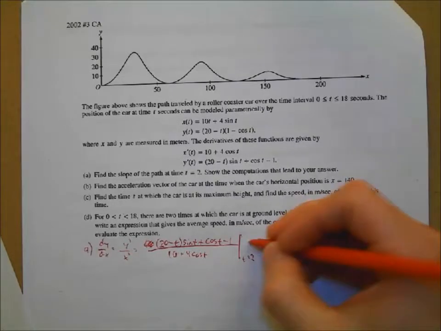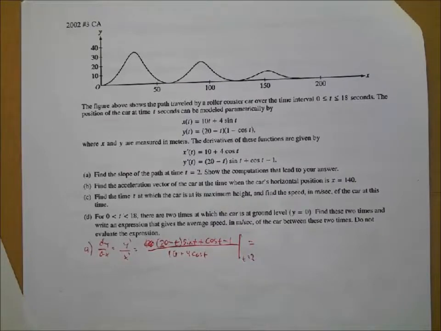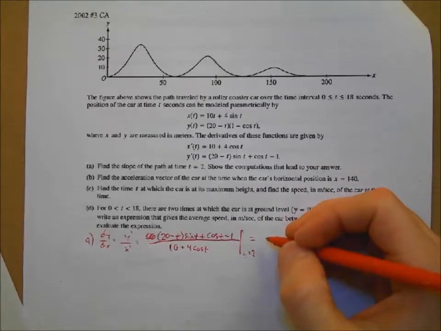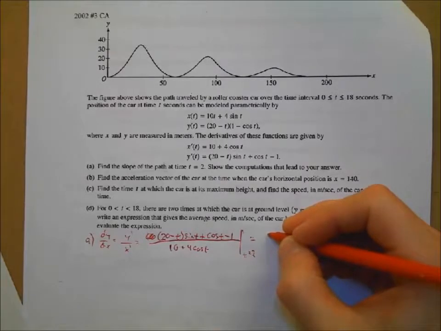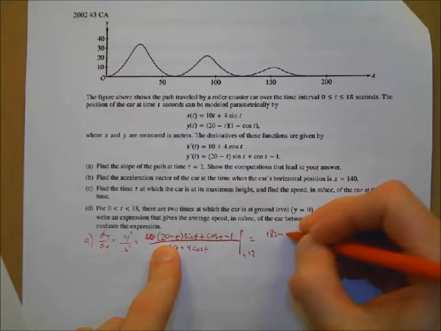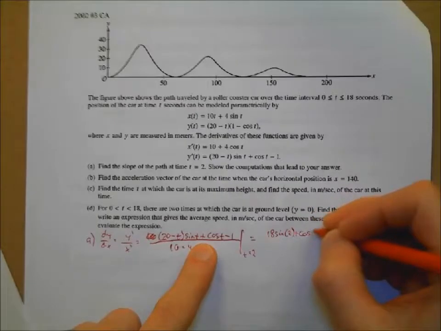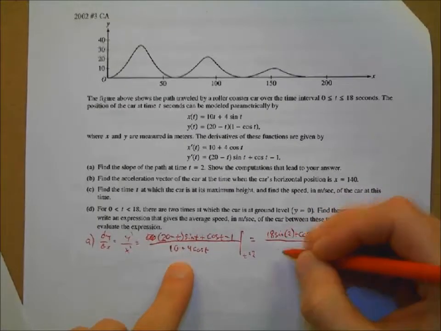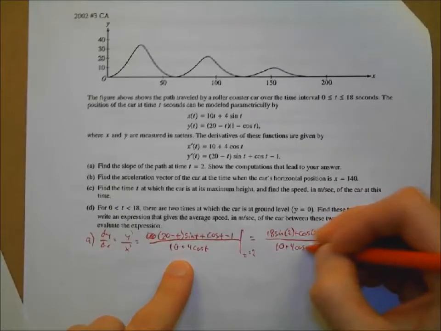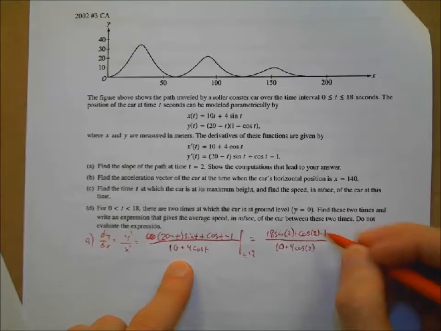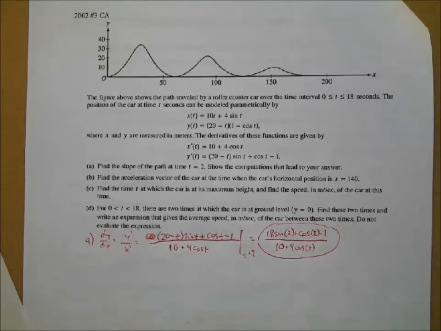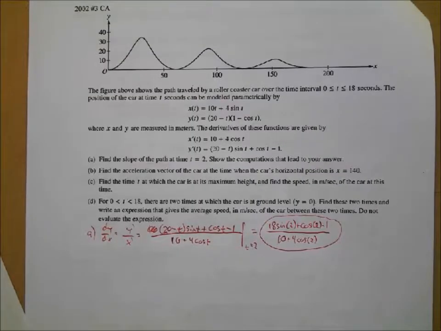Again, we don't need to use our calculator here because when you plug in the 2, it's all arithmetic. So you could just plug in the 2 here, get 18 sine of 2 plus cosine of 2 minus 1, all over 10 plus 4 cosine of 2. And you can circle that answer and be done with it. So that's straightforward, pretty much like what we did before.